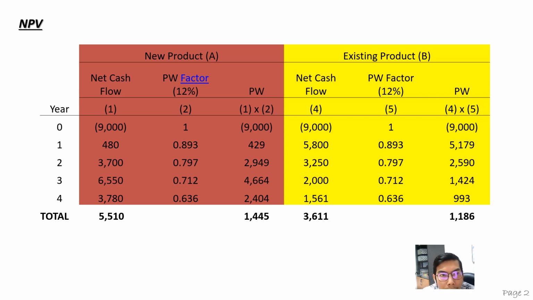In calculating the NPV, you have to use this table. The table will include the cash flow, which has been obtained from the example just now, your estimated cash flow. This one is the PW factor at 12%, which is your MARR or your cost of capital. PW is the present worth factor.